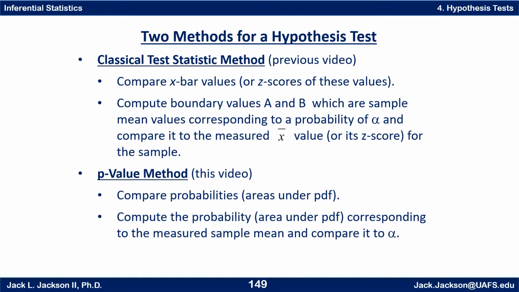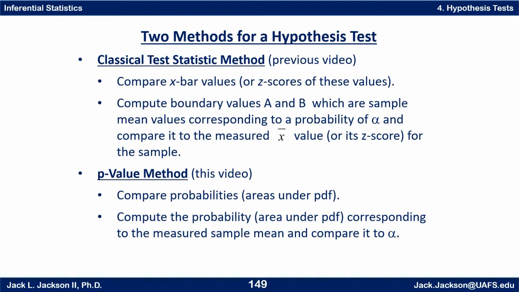The classical test statistic method that we did in the previous video compared x-bar values to x-bar values, or usually z-scores of those values to each other. So we're using critical values, which are z-scores, compared to a test statistic, which is a z-score. We had to compute boundary values, A and B, or critical value lower and critical value upper, which are sample mean values corresponding to probability of alpha, and compare them to the measured x-bar value, or possibly its z-score, for the sample.